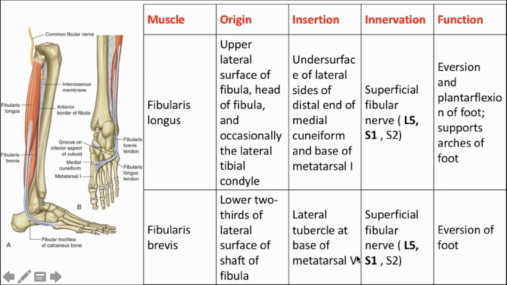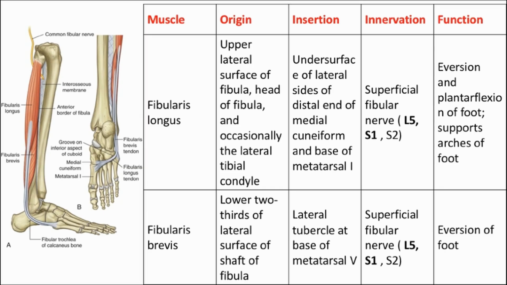All right, so we're in the lateral compartment of the leg. So lateral compartment, on the lateral side, two muscles. So we got this, right? Two muscles. They are fibularis longus and fibularis brevis.